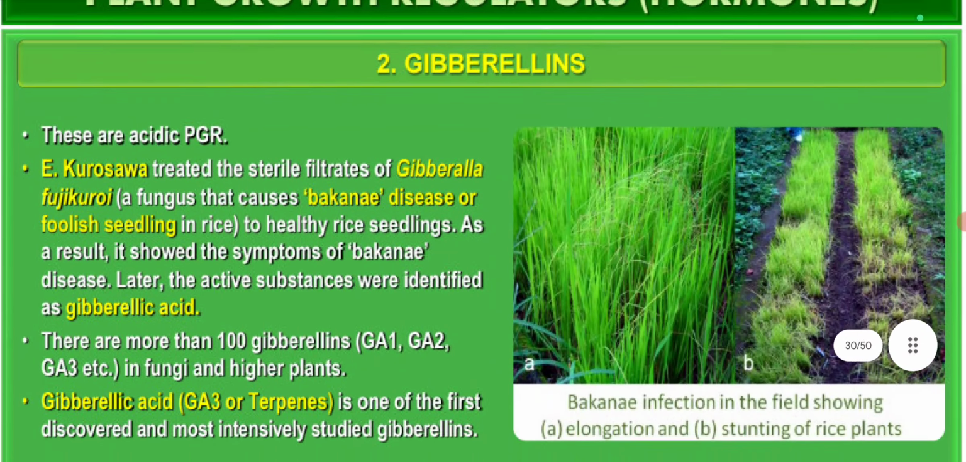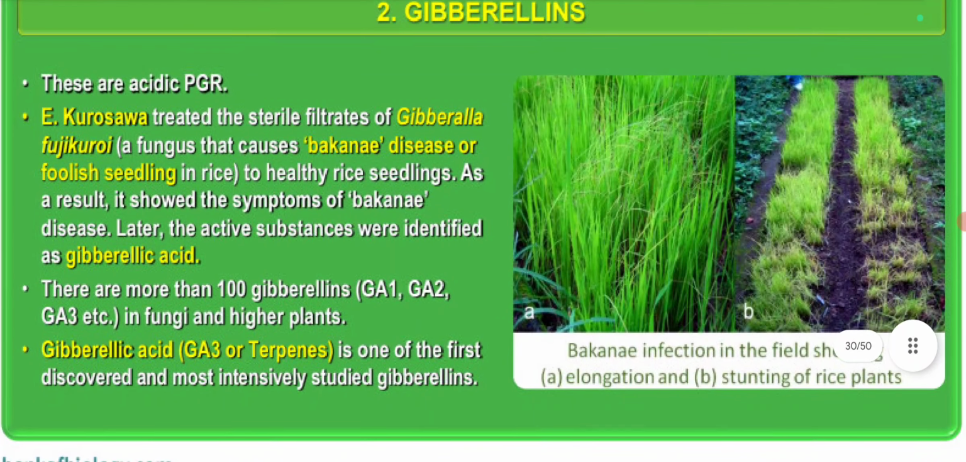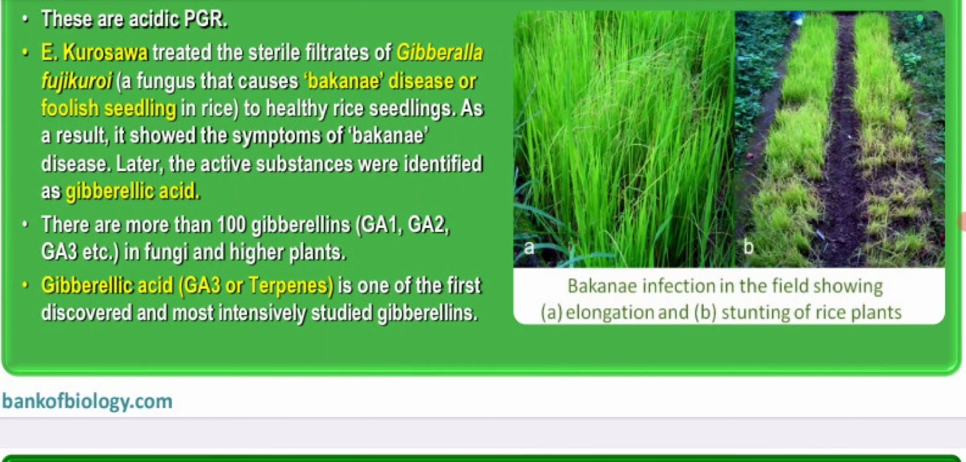Okay. Second is gibberellins. These are acidic PGRs, gibberellic acid, okay, that's why they are called acidic PGR, plant growth regulators. E. Kurosawa treated the sterile filtrate of Gibberella fujikuroi, a fungus that causes Bakanae disease or foolish seedling in rice, to healthy rice seedlings. As a result, they showed the symptoms of Bakanae disease. Later, the active substance was identified as gibberellic acid. There are more than 100 gibberellins, GA1, GA2, GA3 and so on, in fungi and higher plants. Gibberellic acid GA3 is one of the first discovered and most intensively studied gibberellins.